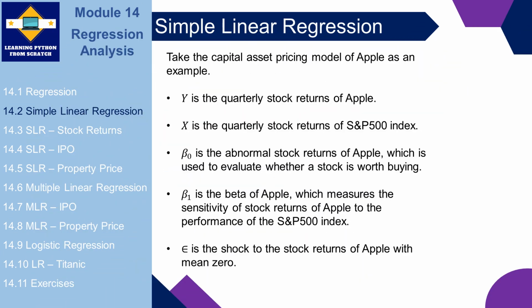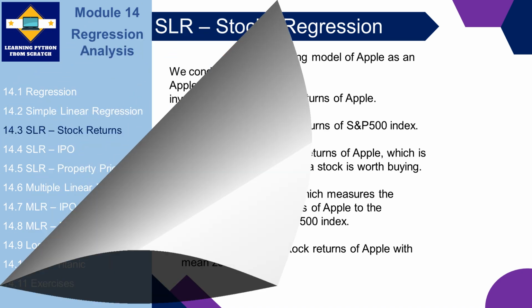Taking the capital asset pricing model of Apple as an example, Y is the quarterly stock returns of Apple, X is the quarterly stock returns of the S&P 500 index, beta naught is the absolute stock return of Apple, which is used to evaluate whether a stock is worth buying. Beta 1 is the beta of Apple, which measures the sensitivity of stock returns of Apple to the performance of the S&P 500 index. And epsilon is the shock to the stock returns of Apple with mean 0.